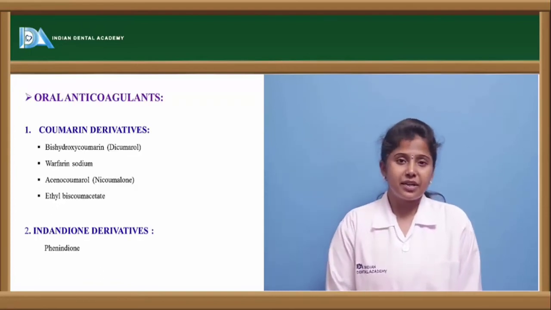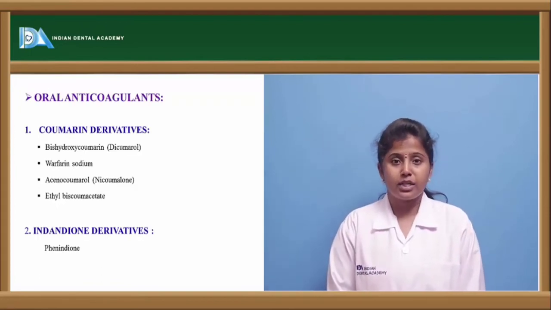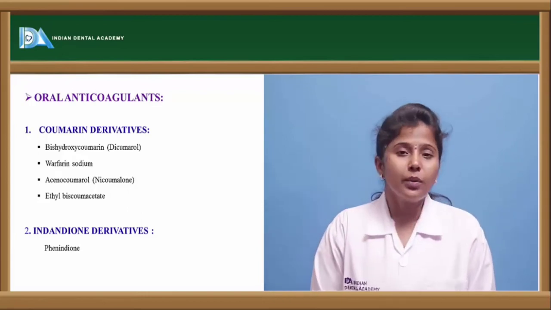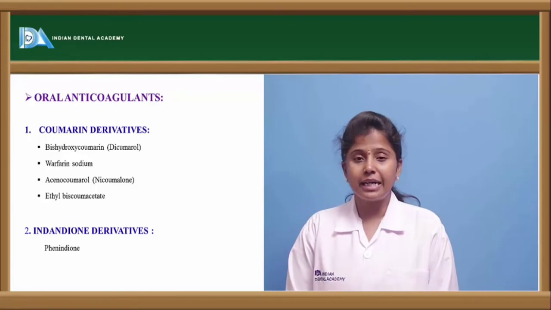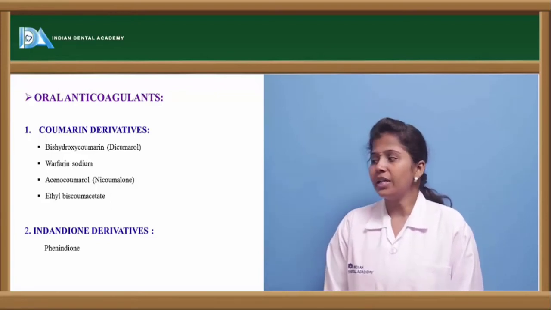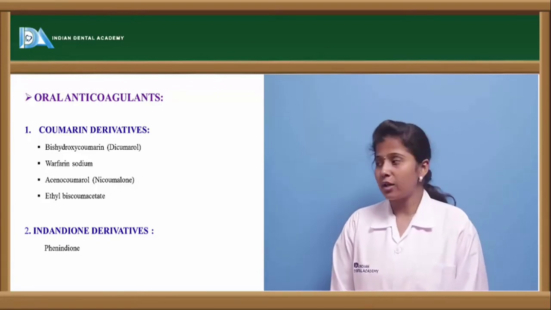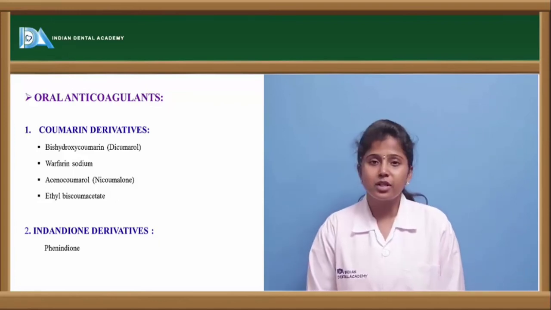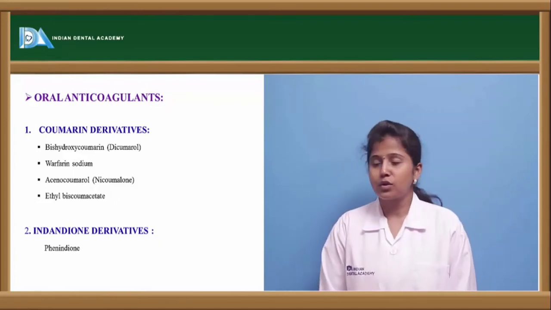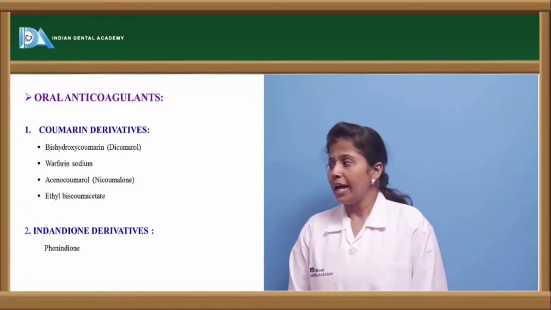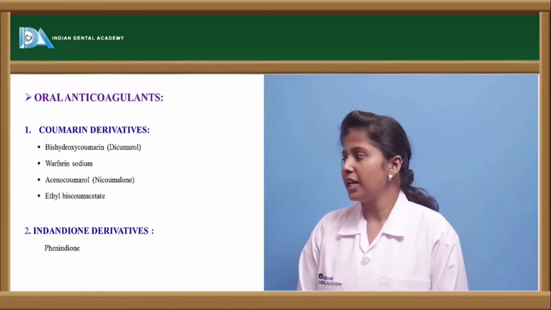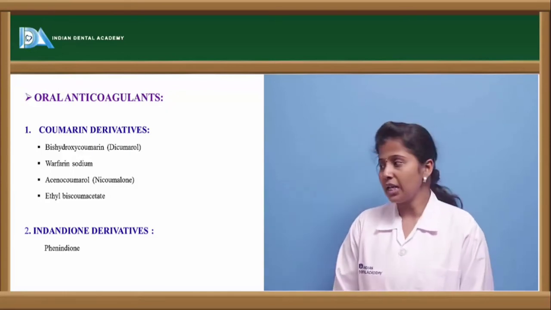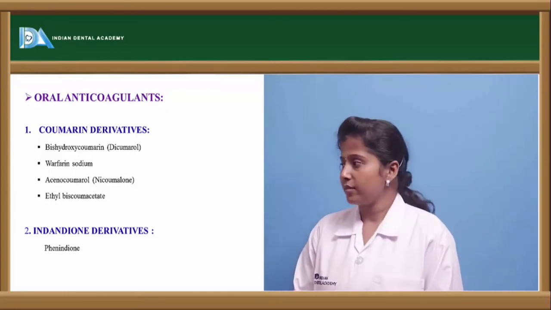Let us see the classification of oral anticoagulants. These oral anticoagulants are further classified into coumarin derivatives and indandione derivatives. Coumarin derivatives include bishydroxycoumarin, which is also called dicumarol, warfarin sodium, acenocoumarol, which is also called nicoumalone, and ethyl biscoumacetate. And the indandione derivatives include phenindione.